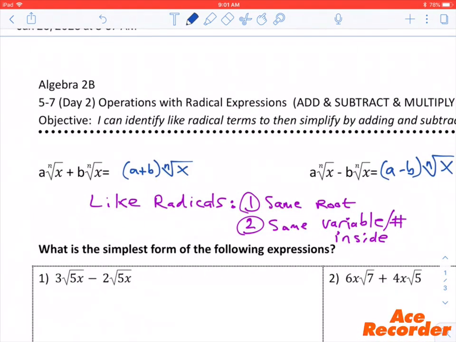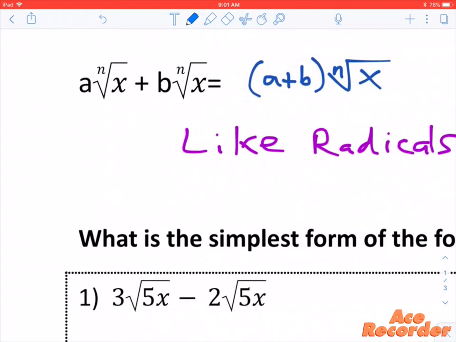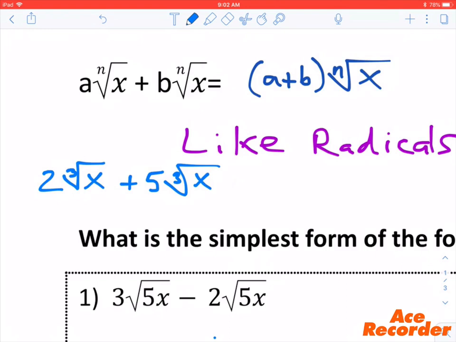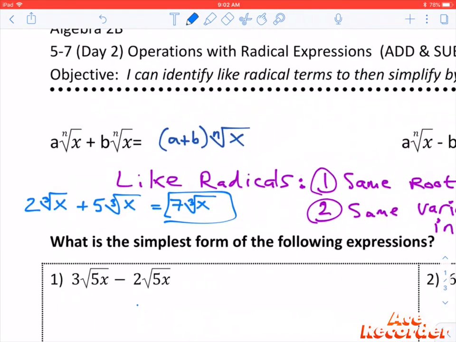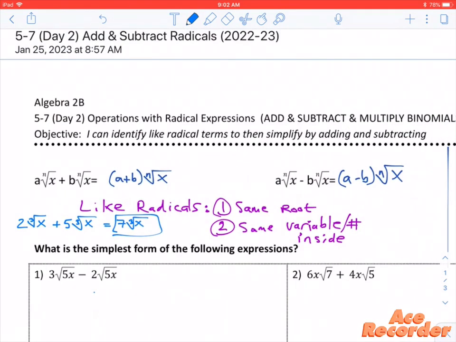So for example, if I had 2 third root of x plus 5 third root of x, those are the same radicand, same index or root, so 7 third root of x. So the radical stays the same. That's just one example there. Okay, so let's look at what these answers look like here.